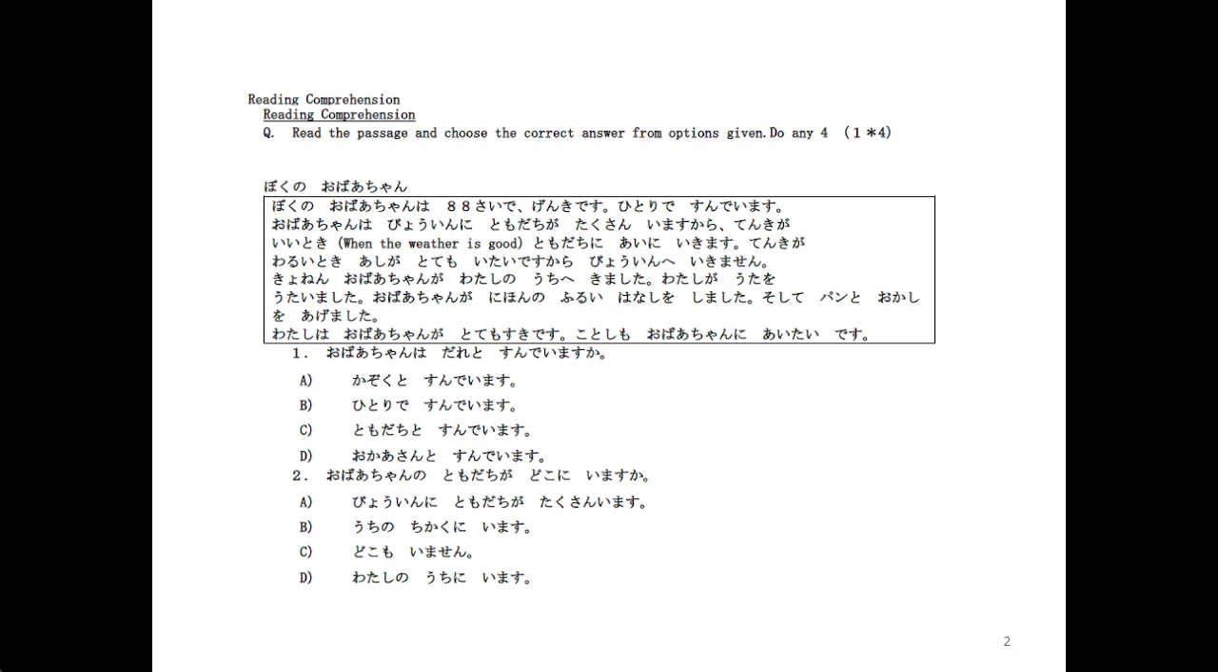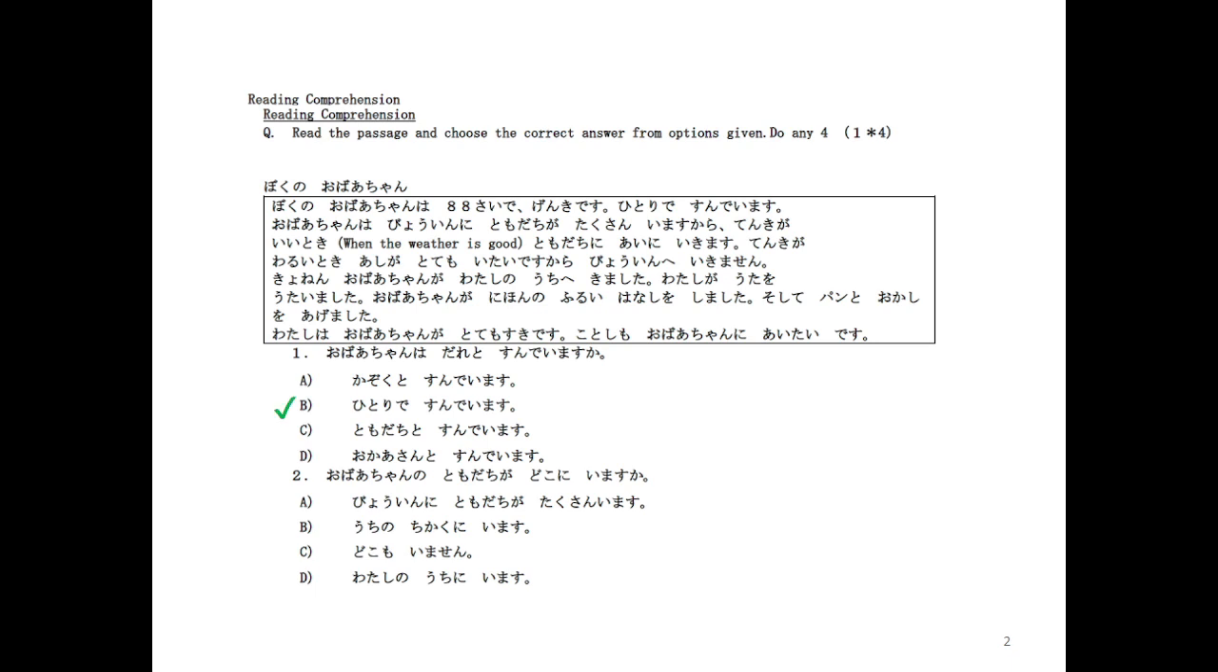Okay, so now the first question is, おばあちゃんは誰と住んでいますか? Whom is she living with? Let's see the answers A, B, C, D. The answer is hitoride, which is alone, which is option B. Do you know why? A is kazoku, which is family. C is tomodachi, which is friend. And D is okasan, which is mother. So the correct answer is option B.